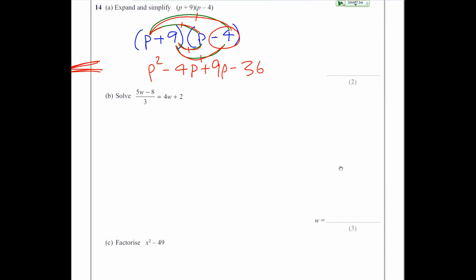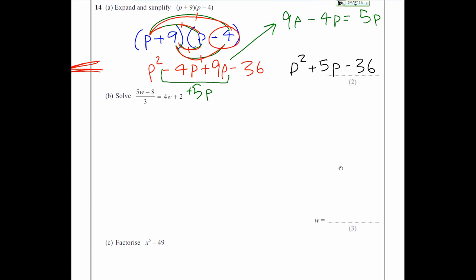Next thing you need to do is think minus 4p and 9p. Well, that sounds horrible, so just write it the other way around. 9p minus 4p, and that's a bit nicer. 9 take away 4 is 5, so that goes to 5p, and your final answer is p squared plus 5p minus 36. Part B. Horrible looking equation that we've got to try and solve.